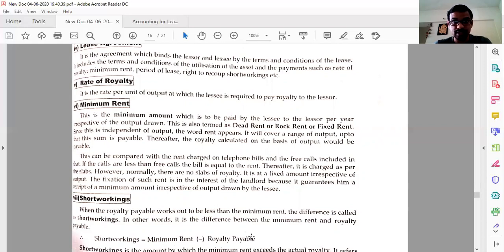Okay, so it is independent of the output. That's why the word rent is used there. It will cover a range of output up to which this sum is payable. Thereafter, the royalty calculated on the basis of output will be payable. Understood? So it is about the minimum rate.